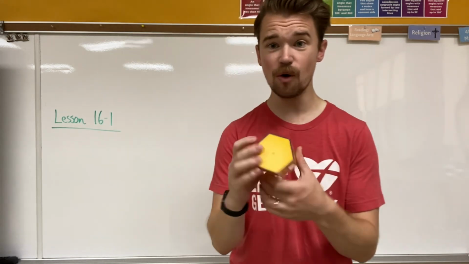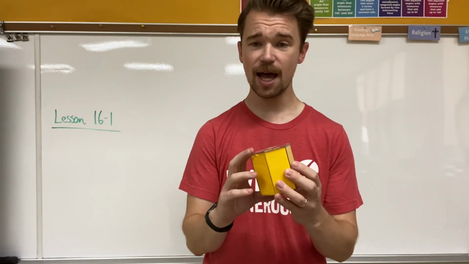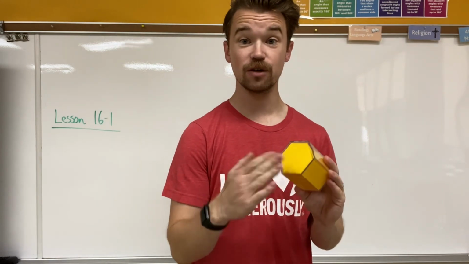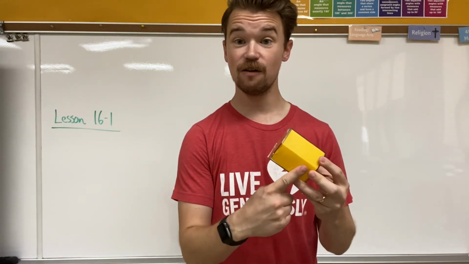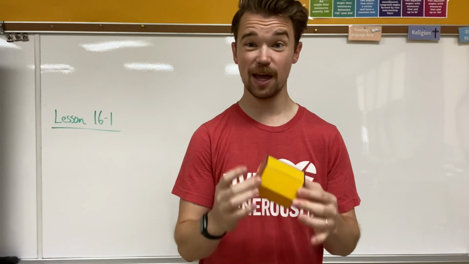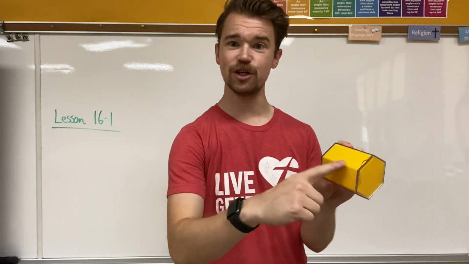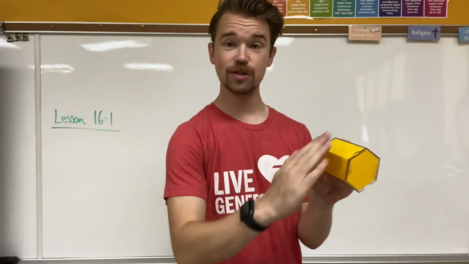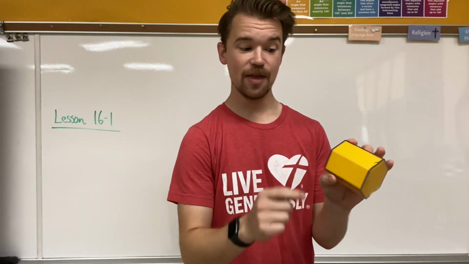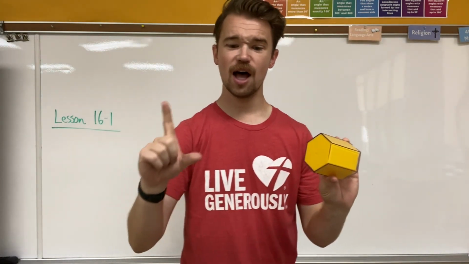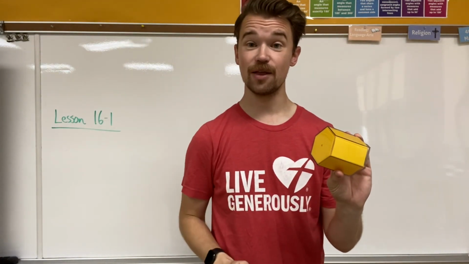But a prism or any other three-dimensional shape has a couple of different key qualities. We have our faces, which are every single flat surface of a prism or a pyramid. You have your edges. That's where two of those faces meet. And then you have a vertex. Vertices are kind of like the corners where the edges meet up together.